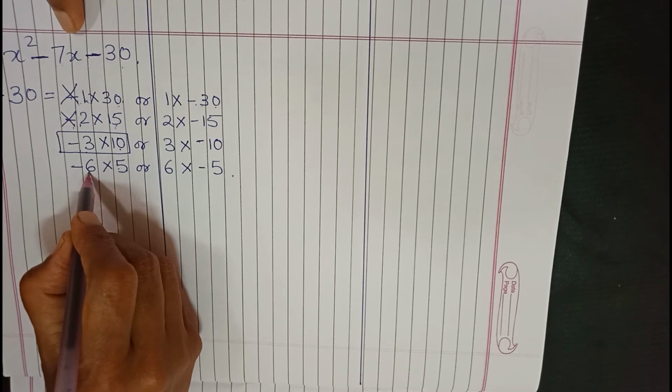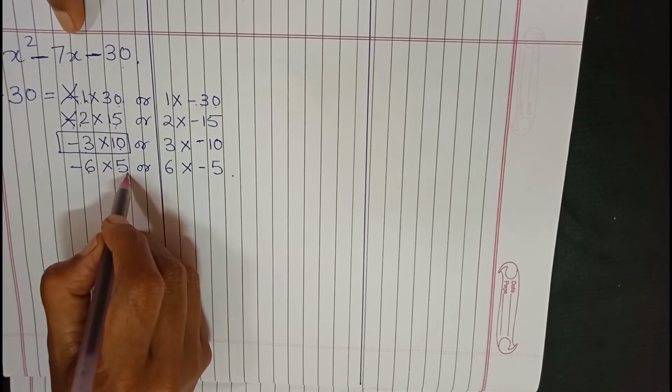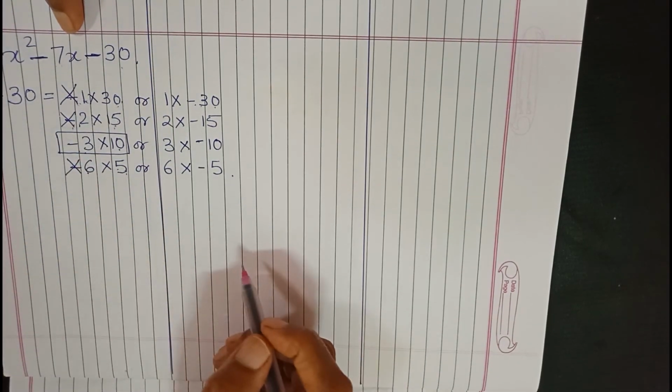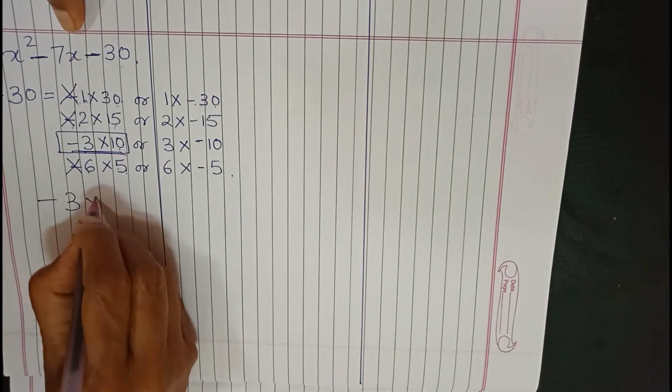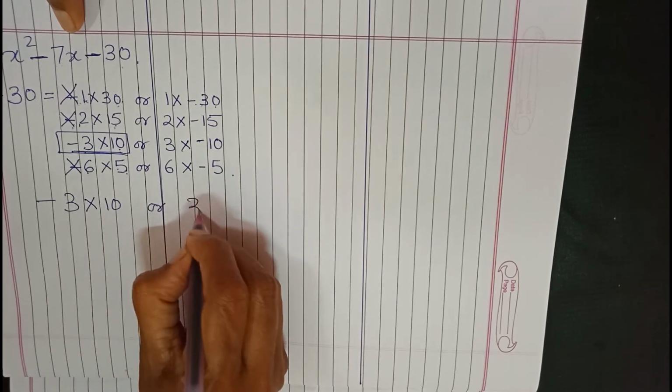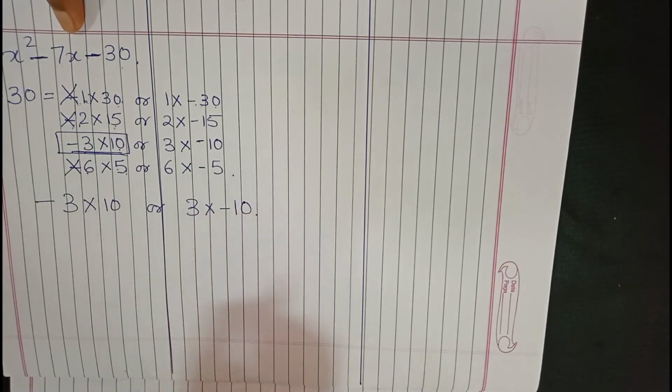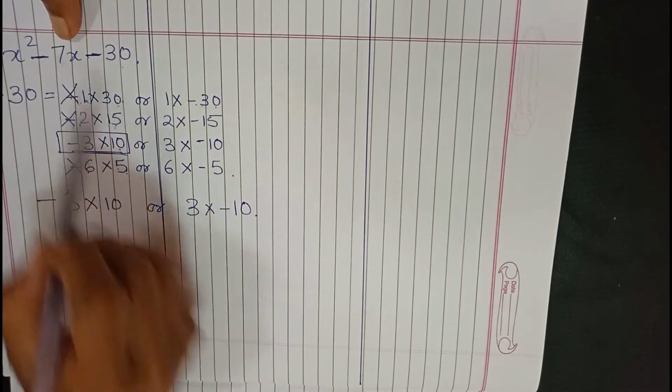6 plus 5 is 11, 6 minus 5 is 1. So we are not getting 7 from here also. So the option that we can select is minus 3 into 10 or 3 into minus 10. Right? Out of these two, we have to select one.